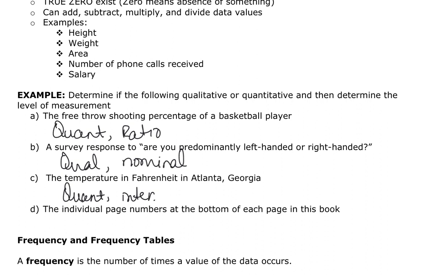Individual page numbers at the bottom of each page listed in a book. This would be somewhat like an ABC kind of thing. So this is qualitative and it's ordinal.